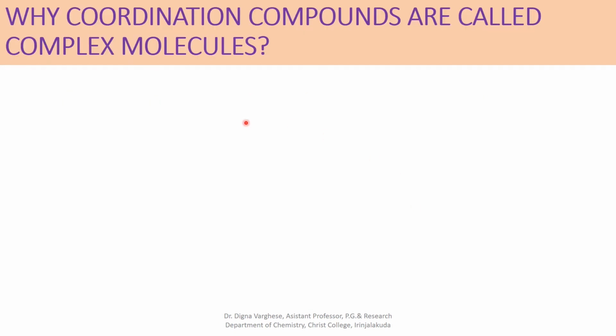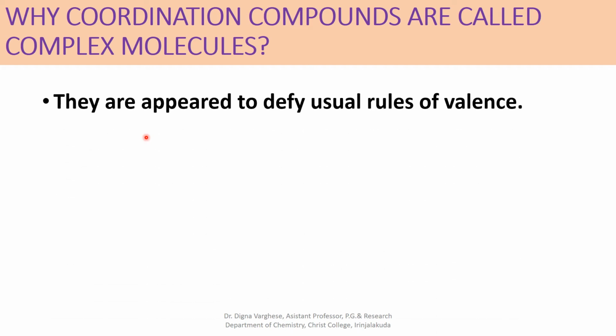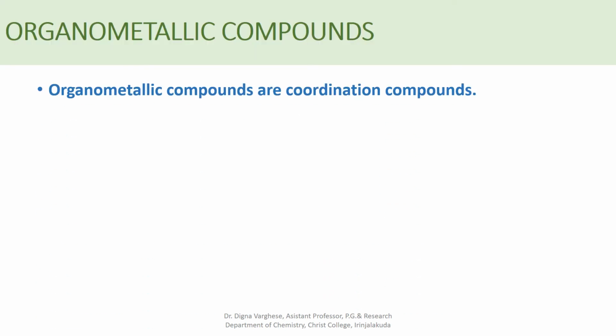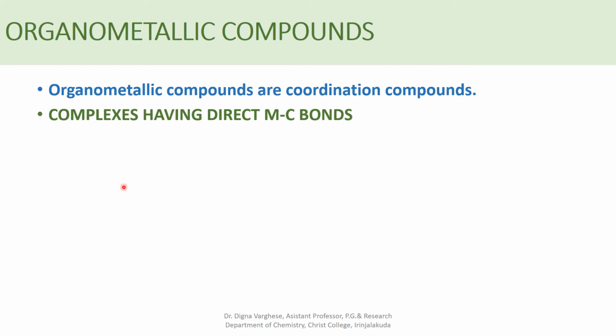Why are coordination compounds called complex molecules? We always say coordination compounds are complex molecules because they appear to defy the usual rules of valence. That's why coordination compounds are called complex molecules. Organometallic compounds. Organometallic compounds are complexes having direct metal-carbon bonds. We know Grignard reagent is an example of an organometallic compound. Here the direct metal-carbon bond is here.